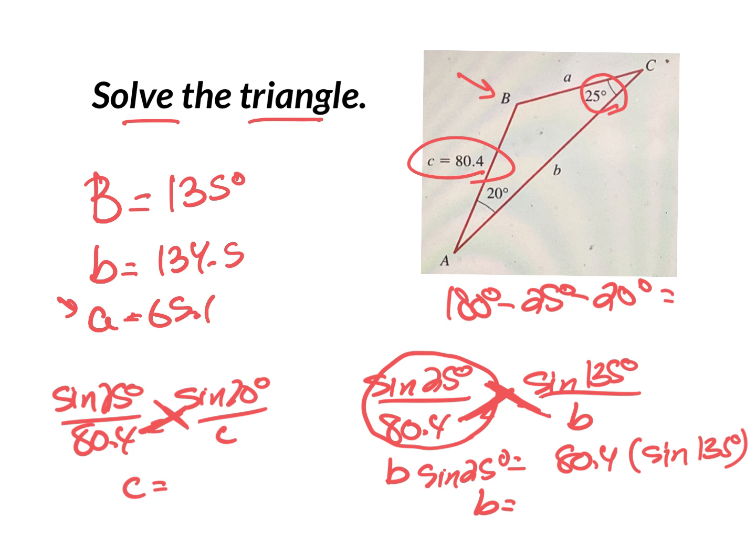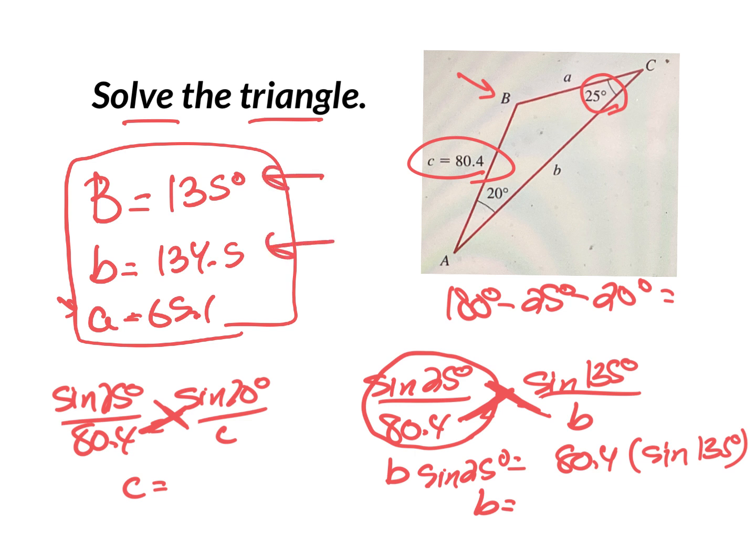Now, you can't really check it this way, but it's a good little thing to make sure your answers make sense. Remember, the biggest angle should be opposite the biggest side and vice versa. So the biggest angle is 135, and the biggest side is 134.5. The smallest angle is 20, and the smallest side is 65.1, which is also a. So it all makes perfect sense.